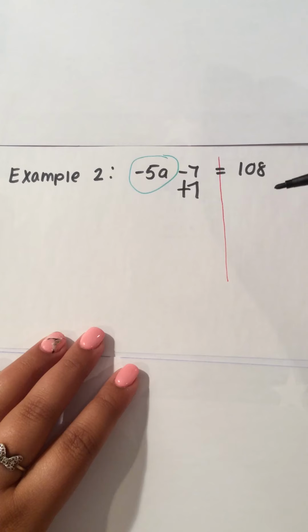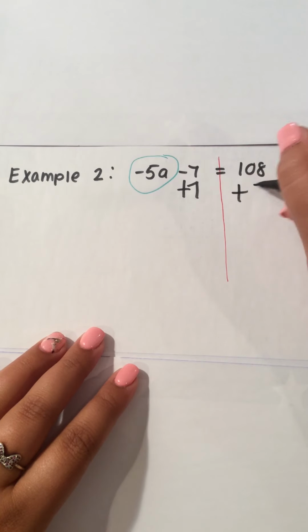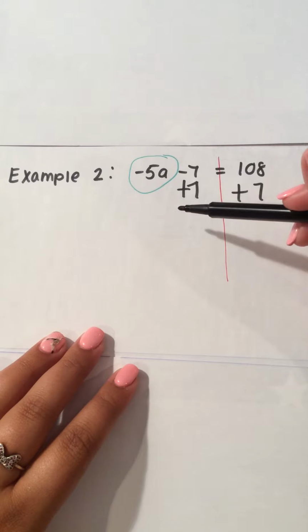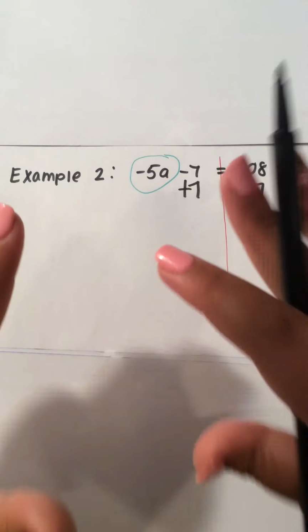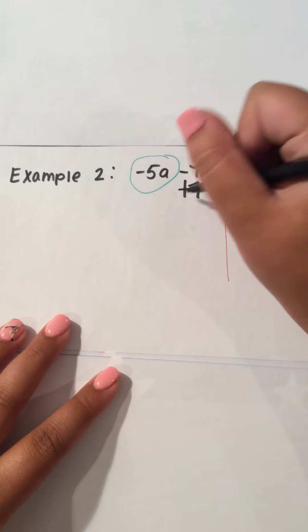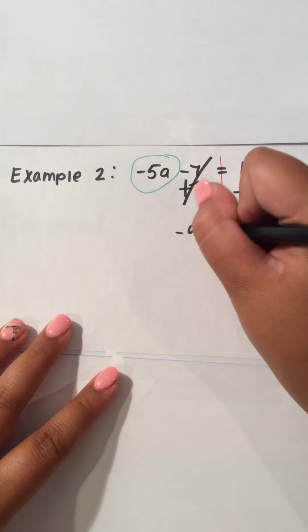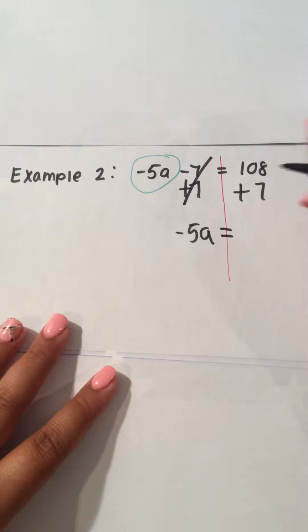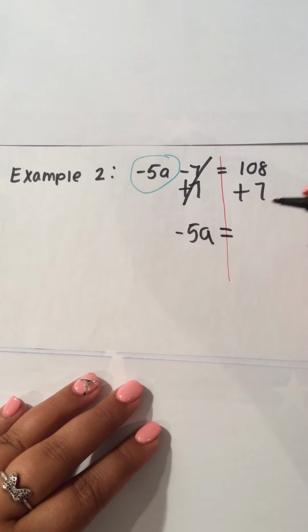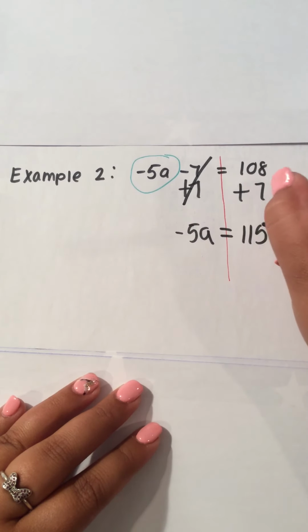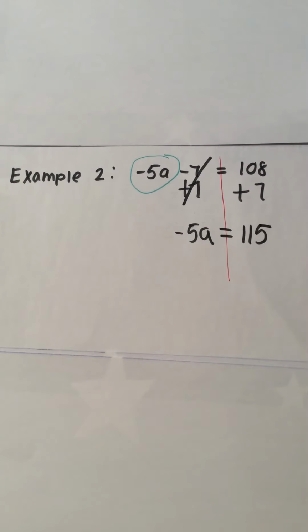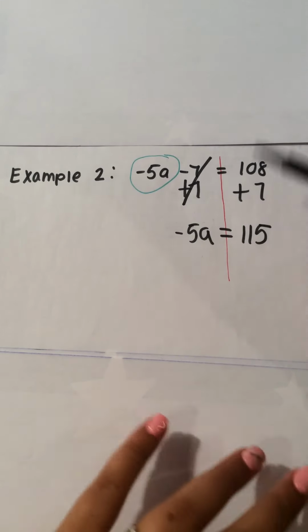Since it's a minus 7, to undo subtraction you're going to add. So I'm going to add 7 to both sides, because whatever you do to one side, you have to do to the other. Keep that equation balanced. This cancels out, goes bye-bye. I'm just left with negative 5a equals 108 plus 7, which is 115. Now here we have a one-step equation. You guys have seen this quite a bit.